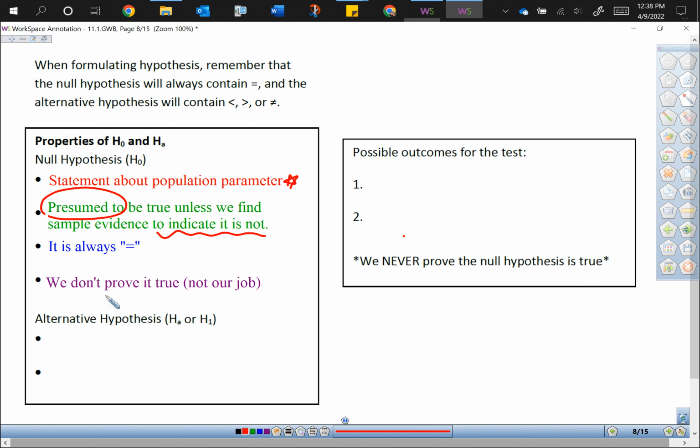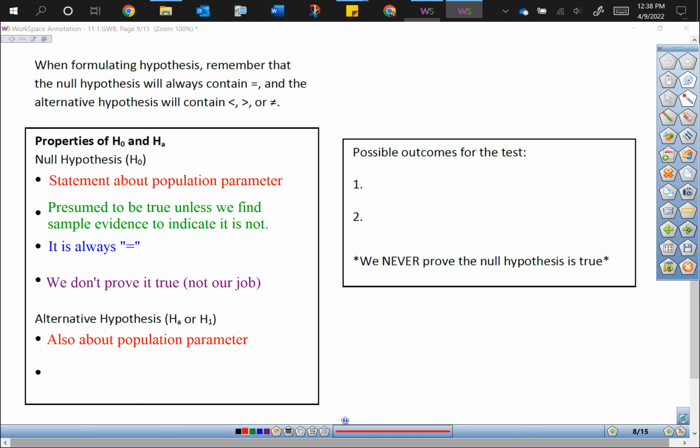But using our sample evidence, it might indicate that it's not true, but it's not our job to prove that it is. Now, the alternative hypothesis is also about the population parameter. So whatever population parameter we're talking about in the null hypothesis, we're also going to be referring to in the alternative hypothesis. But this is the statement that we are trying to support. If we read the problem, it's going to say, what are we trying to figure out? That's what we're trying to support.